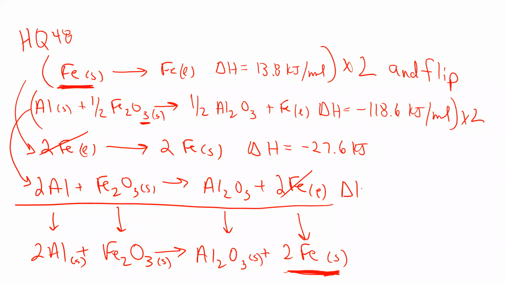Multiplied that delta H by 2. Add those 2 together. Right, plus 26, and I get 264.8.